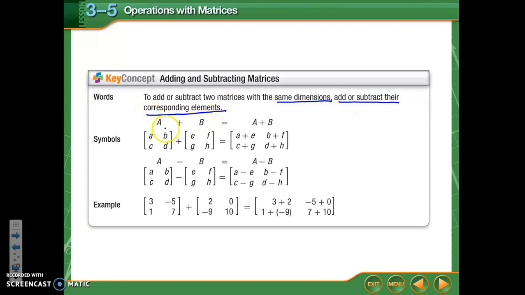This is super easy. So here I have matrix A. It's a 2 by 2 matrix. And B is a 2 by 2 matrix, so I'm allowed to add them, and I just add the corresponding elements. So I add A plus E, and that would give me my new element here. I add C plus G, I get this element, B plus F, and D plus H. I just add. And it's the exact same thing with subtraction. Super easy. Just be careful when you're subtracting that you don't mess up your negatives.